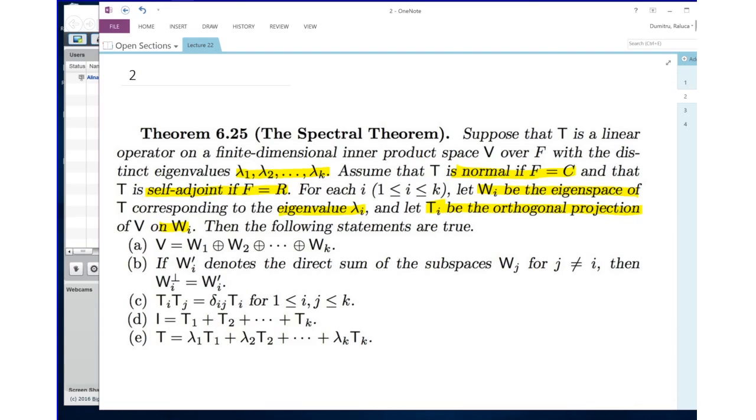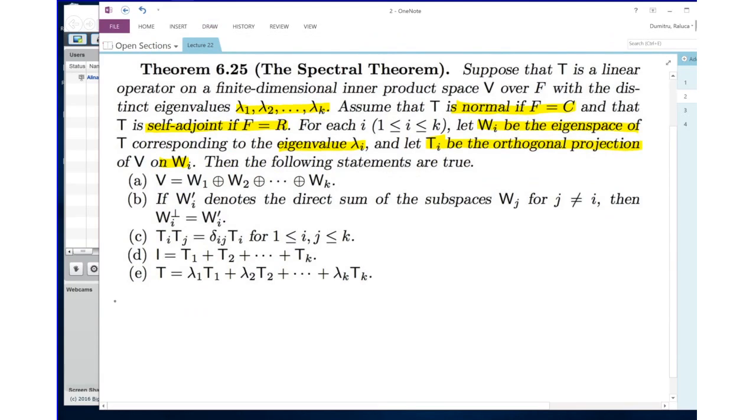So let's talk about each of them. What does A actually say? Again, because T is normal or self-adjoint, that automatically means that T is diagonalizable. There exists an orthonormal basis of eigenvectors for V.